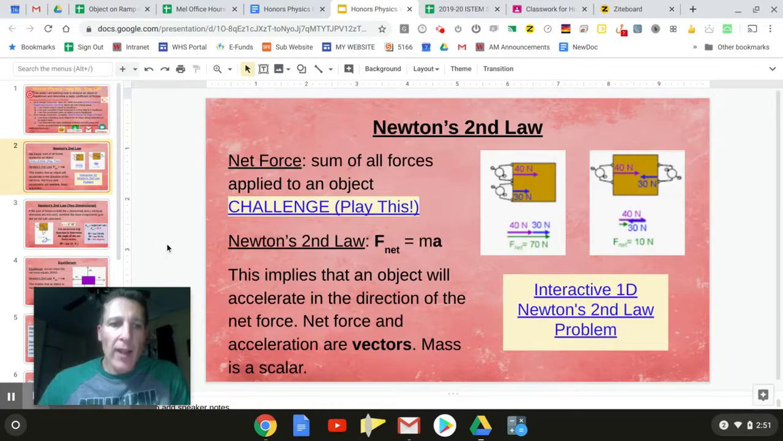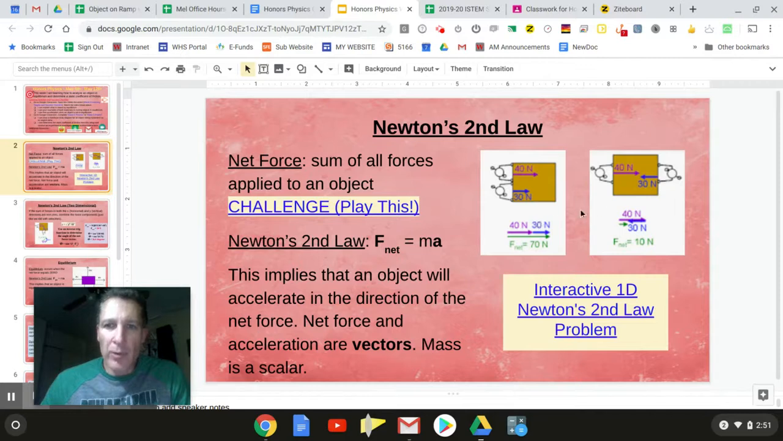A little background here, right? Newton's second law. We have to define what net force means. Net force is the sum of all forces applied to an object. If you want to practice this, click this little challenge thing. You'll have a minute to get as many correct as possible. Just to remind you what net force means.